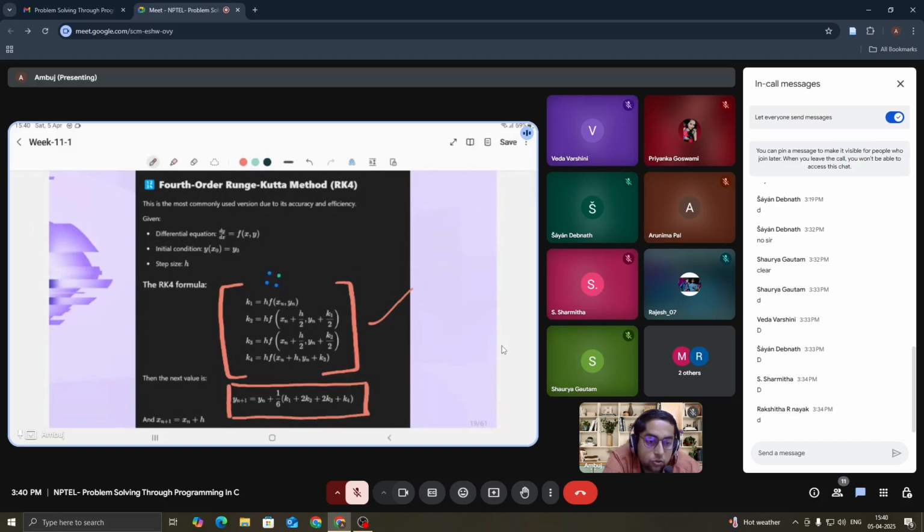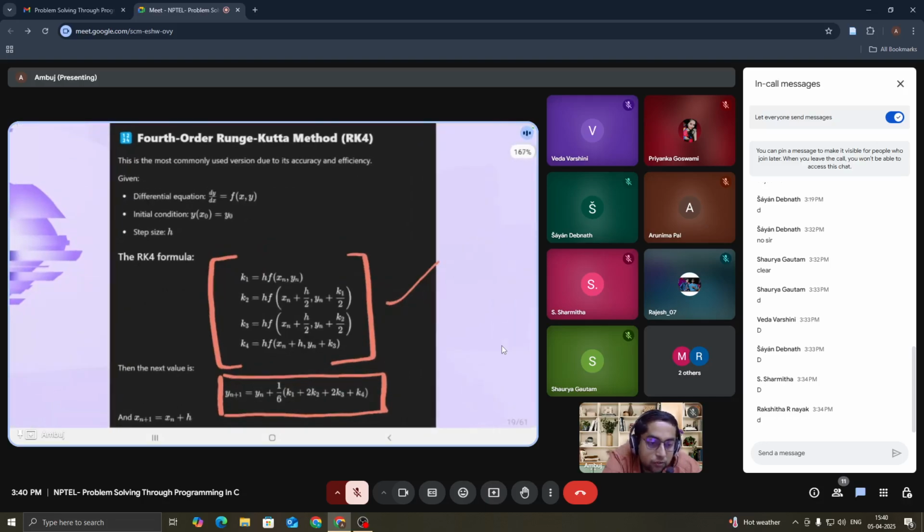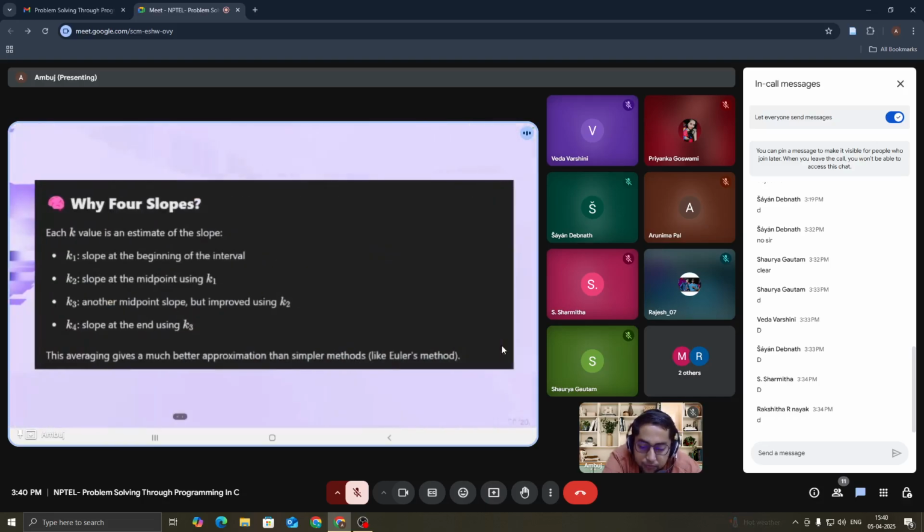This is the Runge-Kutta method for solving an ordinary differential equation of the form dy/dx = f(x, y). It uses four slopes.